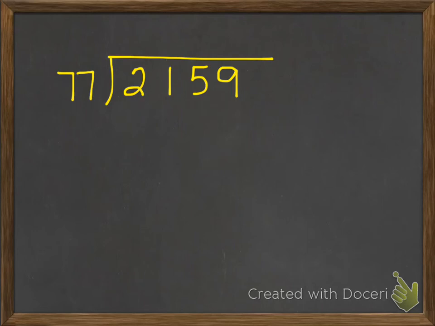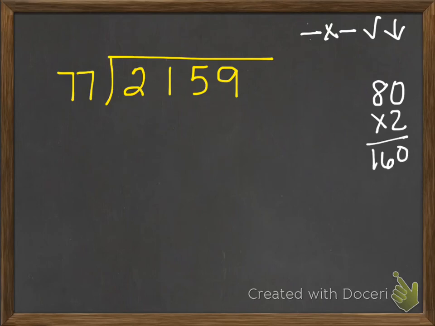All right, so again, divide, multiply, subtract, check, bring down. How many times will 77 go into 2? None. 21, none, but it will go into 215. Now, if you think, okay, 77 is close to 80, and you say, okay, 80 times 2, that's 160, but if I do 80 times 3, that's too much. So, let's stick with 2.